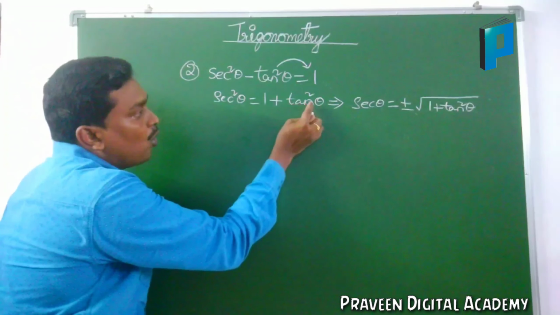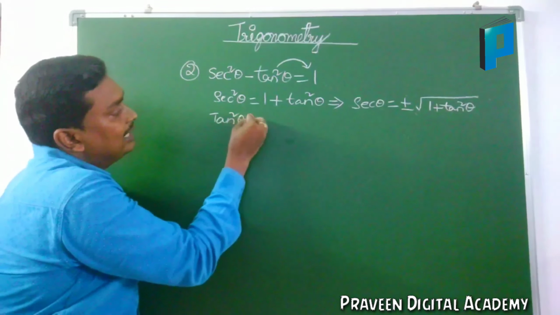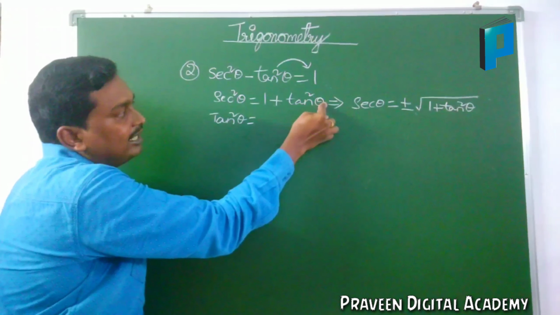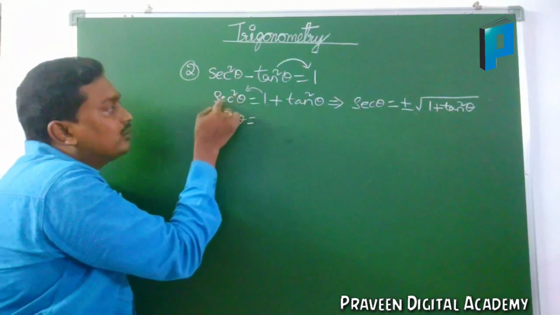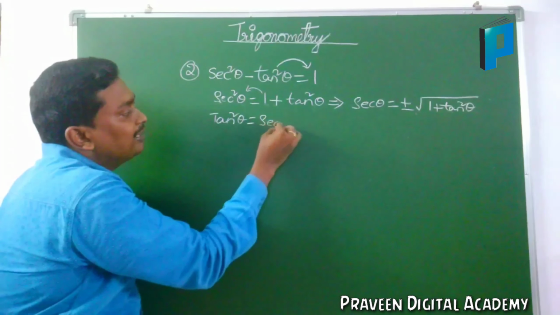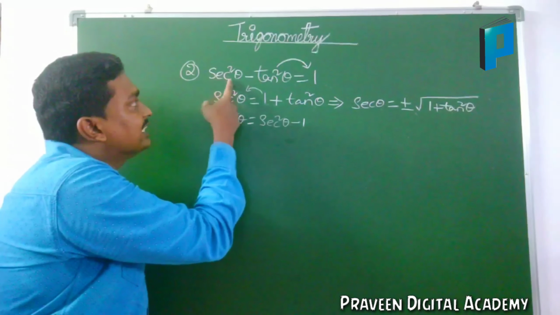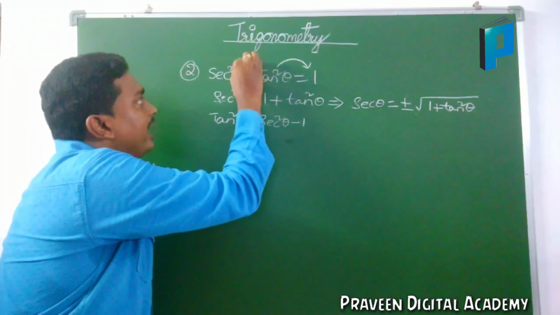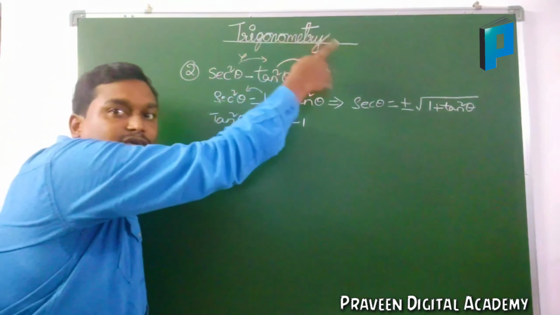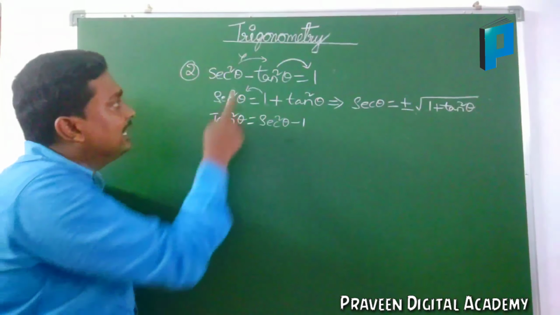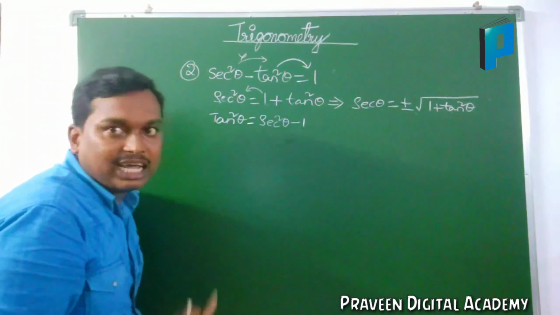Or if you want only tan square theta, send this plus 1 to the other side so that it becomes secant square theta minus 1. Here I am not sending this sec square theta to the other side. Why not? If I send this sec square theta, what will I get? Minus tan square theta is equal to 1 minus sec square theta.